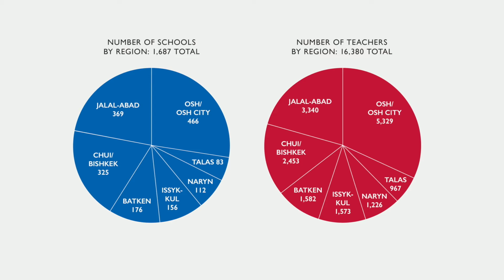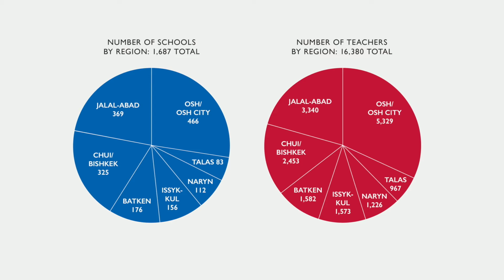So their thinking process might be like, oh, which one is the biggest? Oh, Osh. Oh, okay, no, Osh or Osh city. And then which one's the smallest? Oh, the smallest one is Talas. It's like, okay, that makes sense. And then they might compare.